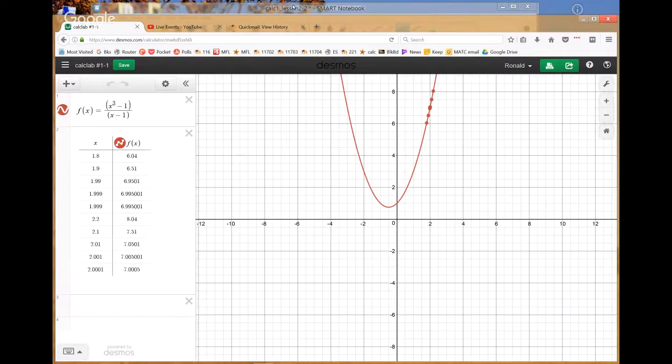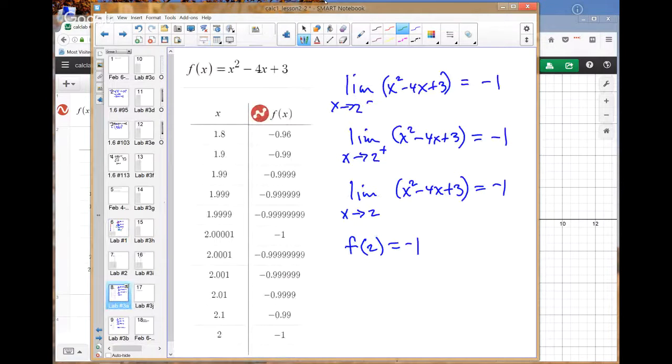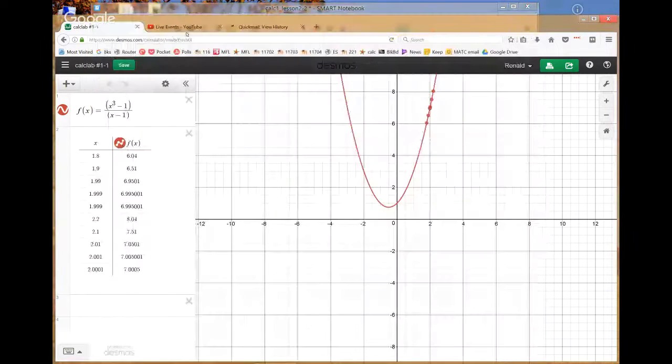So then when we went to the second function yesterday, it was this nice polynomial. You can see just by looking at x squared minus 4x plus 3, we don't have any problems there. That's just a good old straight polynomial. And here we switch the graph.